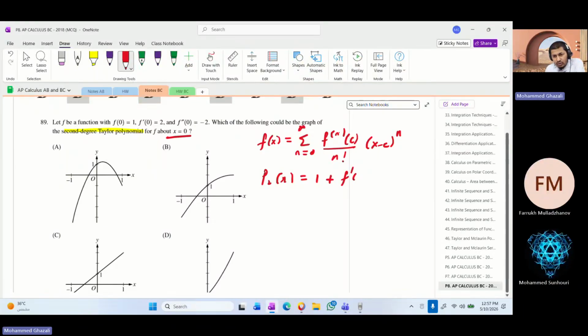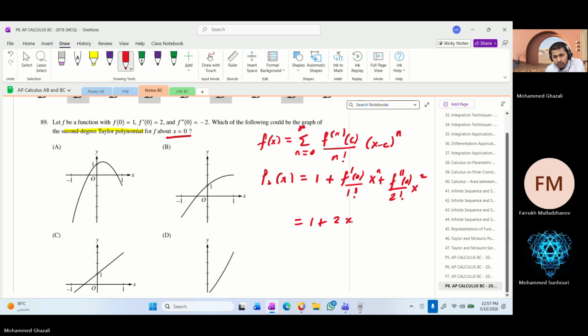So f prime 0 over 1 factorial times x minus 0, so x to the power n. Double derivative evaluated at 0 over 2 factorial times x squared. That's all. So you got 1 plus what's f prime 0?